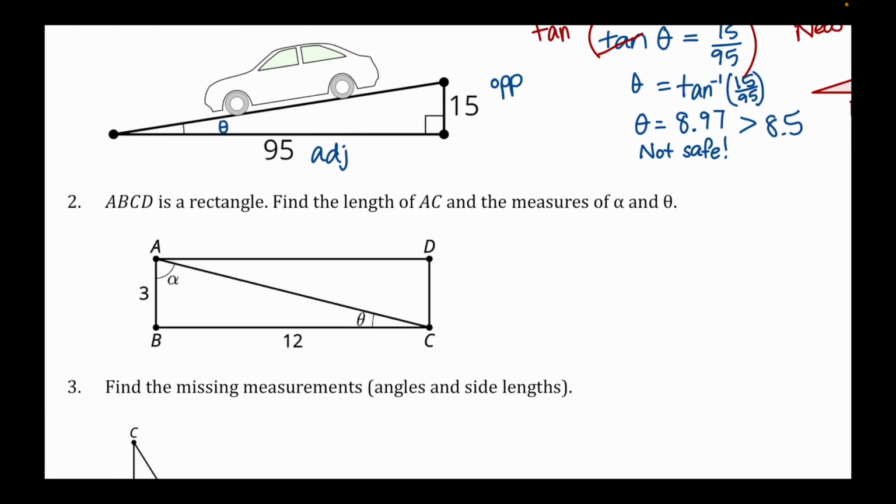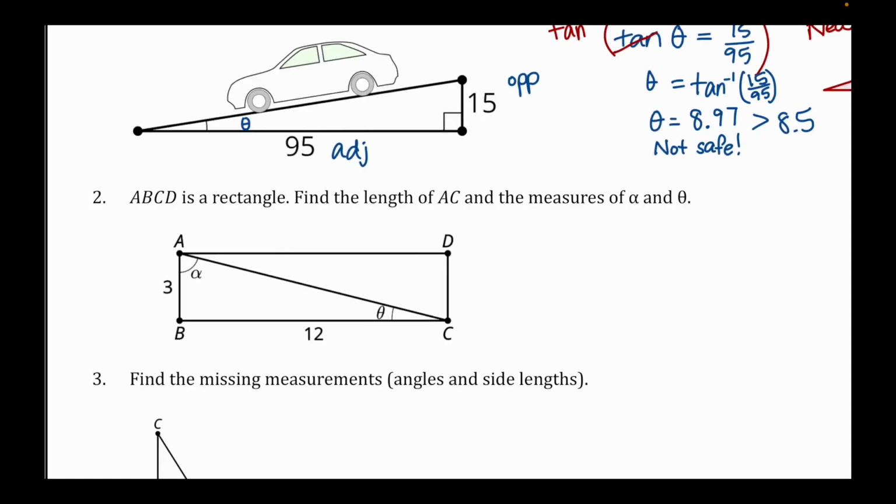For question 2, we have ABCD is a rectangle, and we want to find the length of AC and then the measures of alpha and theta. Alpha is the little cursive looking A, the Greek letter for A basically, and theta is that circle with the line across it. So we want to find those two angles and then the diagonal of this.